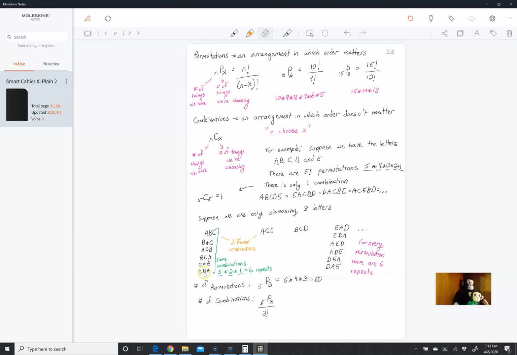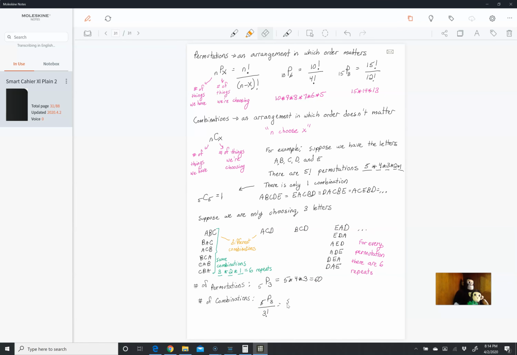If we have 5p3, well, 5p3 is telling us that we're choosing 3 things. And if we're choosing 3 things, there are 3 factorial ways of arranging those 3 things, because there are 3 possibilities for the first, 2 possibilities for the second, and 1 possibility for the third. That's true here, that's true here, that's true here, and because it's true for all of them, we use division.